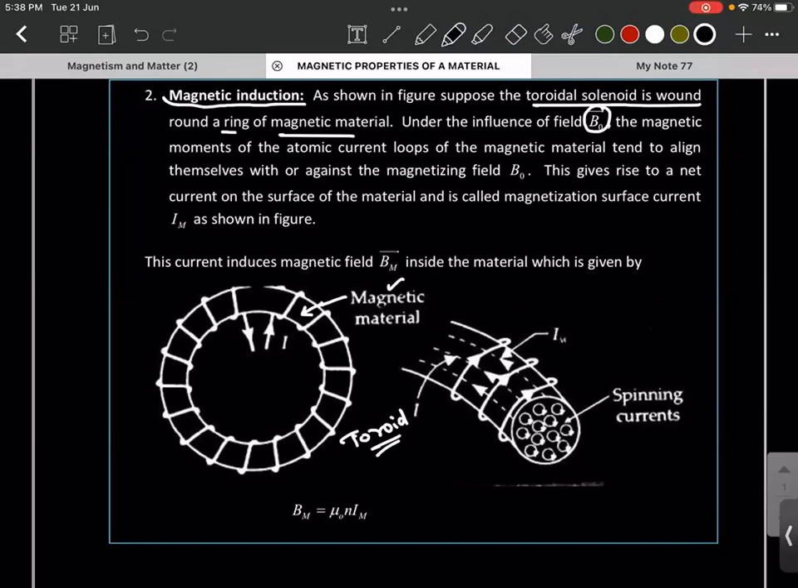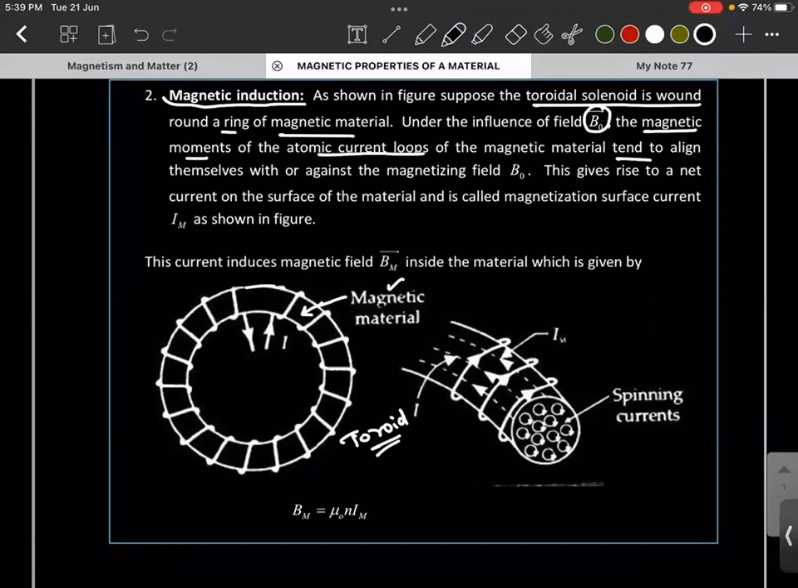Due to this magnetizing field, there will be magnetic moments of the atomic current loops of the magnetic material. This magnetic material by default will be able to exhibit magnetism. Why? Because it also has atoms. Yesterday I told you, wherever atoms are present, magnetism is going to exist. Now the magnetic moments of the atomic current loops of the magnetic material will start aligning themselves with or against the magnetizing field.